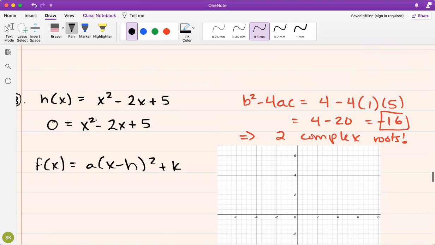So our function here, if I erase this piece, let's look at the original function. It's x squared minus 2x plus 5. This number in the front is 1, which tells me the graph is pointing upwards.